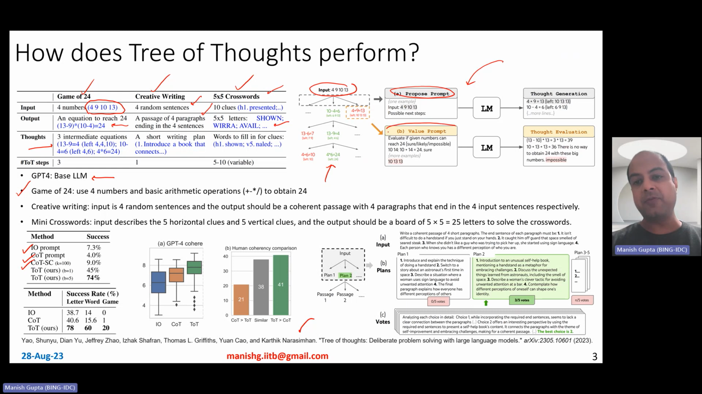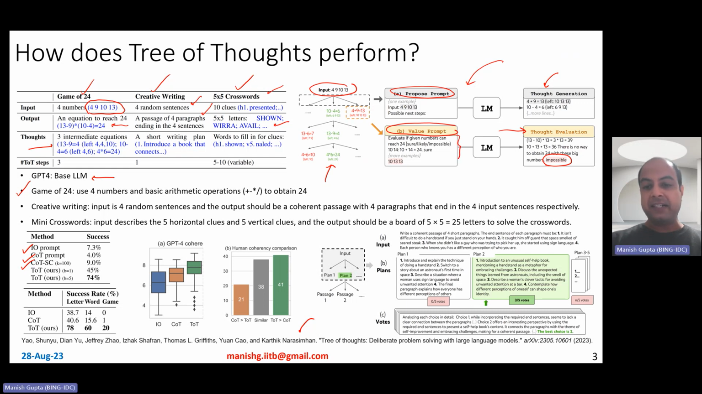And then there's a value prompt, which sort of evaluates how good the current state is, right? So essentially, propose prompt sort of essentially helps you propose the next states, and then the value prompt sort of tells you whether you will be able to reach the final answer 24 or not using this current thinking that is there in the current state.